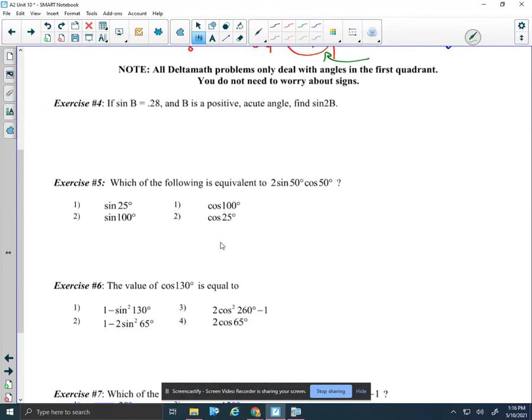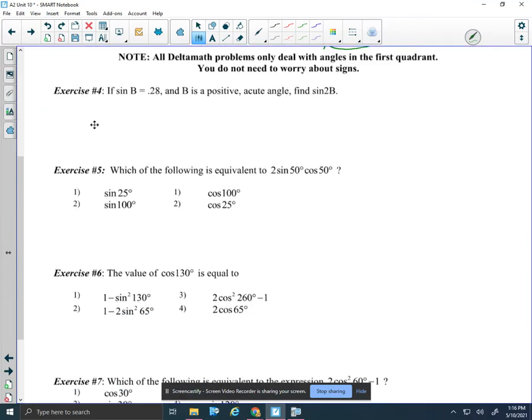So we're moving down to the multiple choice questions. Actually, they're not all multiple choice. Number 4 is our last short answer one. So similar problem, except this time I'm not in a quadrant. It says the sine of b is 0.28 and b is a positive acute angle.